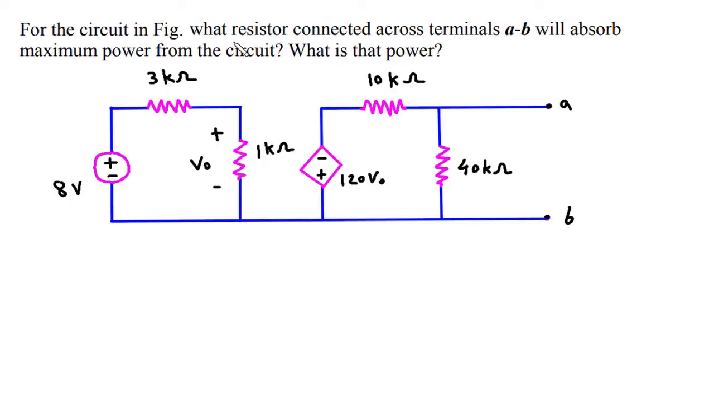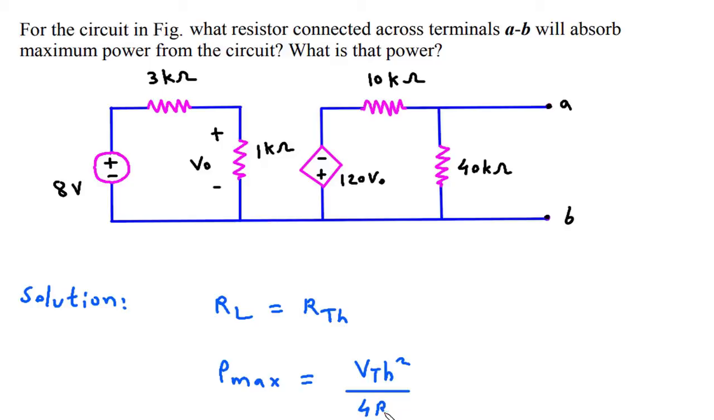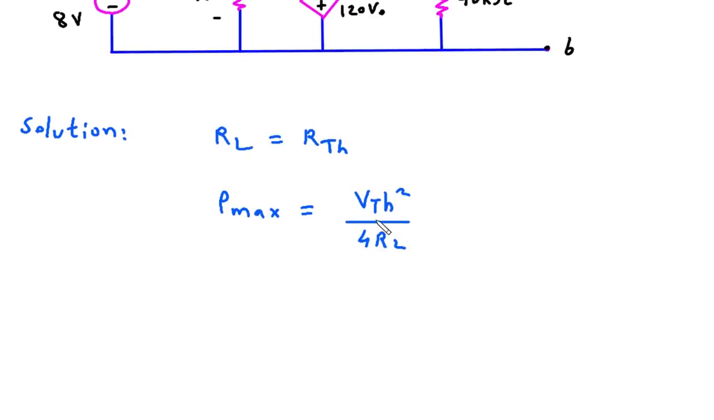For the circuit in figure, what resistor connected across terminals AB will absorb maximum power from the circuit? What is that power? Solution: we have to find the value of RL for maximum power. So RL is equal to RTH. This is the condition for maximum power. Also we have to find what is that power. So that power will be Pmax, and Pmax is equal to VTH square divided by 4RL.